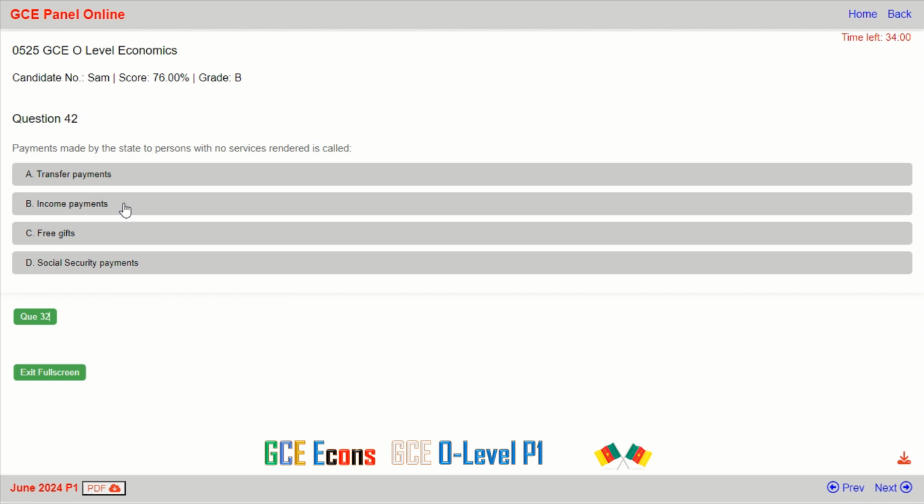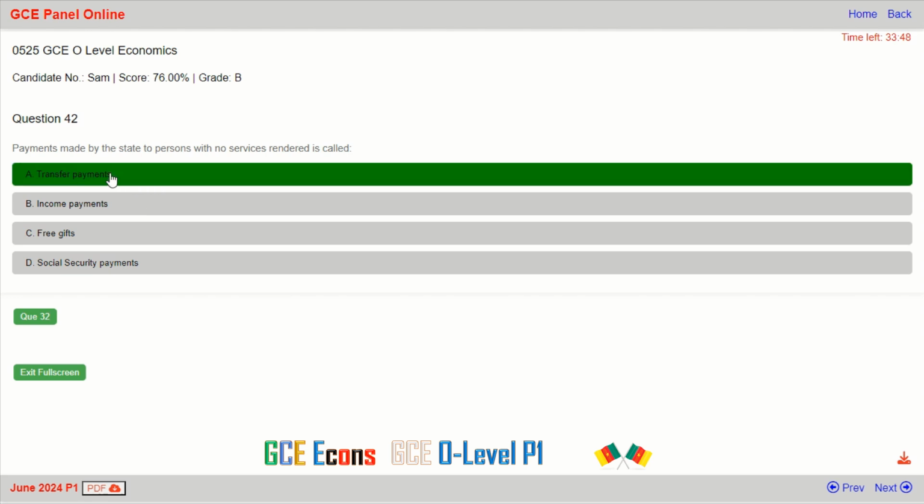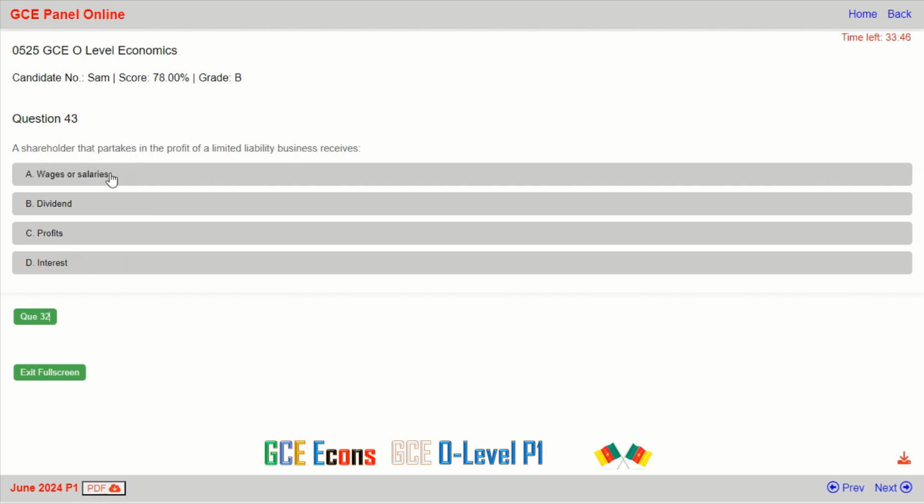Okay, that question had an error. Yep, I think the panel is going to adjust that as well. Payments made by the state to persons with no service rendered is known as, well, let's see if you have this one, transfer payments. Okay, we did. A shareholder that partakes in the profit of a limited liability business receives.